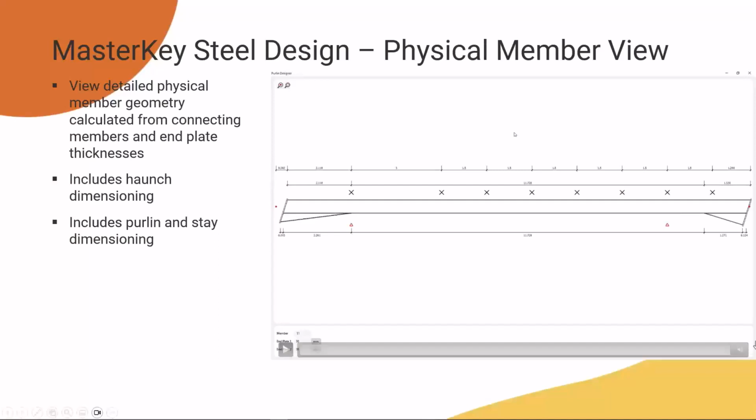The end plate thicknesses actually can be specified and input at this stage as well, so that you can fine tune that at this stage to say, okay, well, I've got a 20 mil thick end plate or a 25 millimeter thick end plate, because that will ever so slightly change the starting point of the physical member of where these purlins are located.